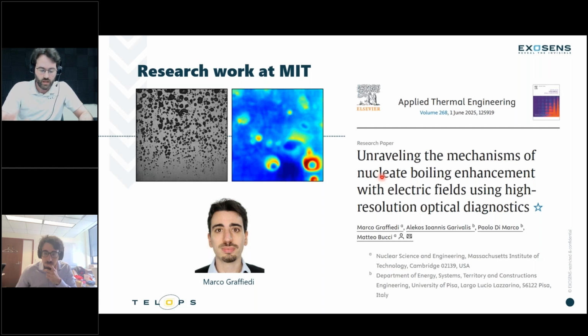The Red Lab at MIT, led by Professor Matteo Bucci in the Department of Nuclear Science and Engineering, pioneers innovative research in heat transfer to enhance the efficiency and safety of energy conversion systems, with a primary focus on boiling heat transfer for nuclear energy applications. The lab develops advanced diagnostic tools and leverages micro and nanofabrication techniques to engineer heat transfer surfaces, enabling unprecedented insight into the mechanisms of boiling and two-phase flow phenomena.